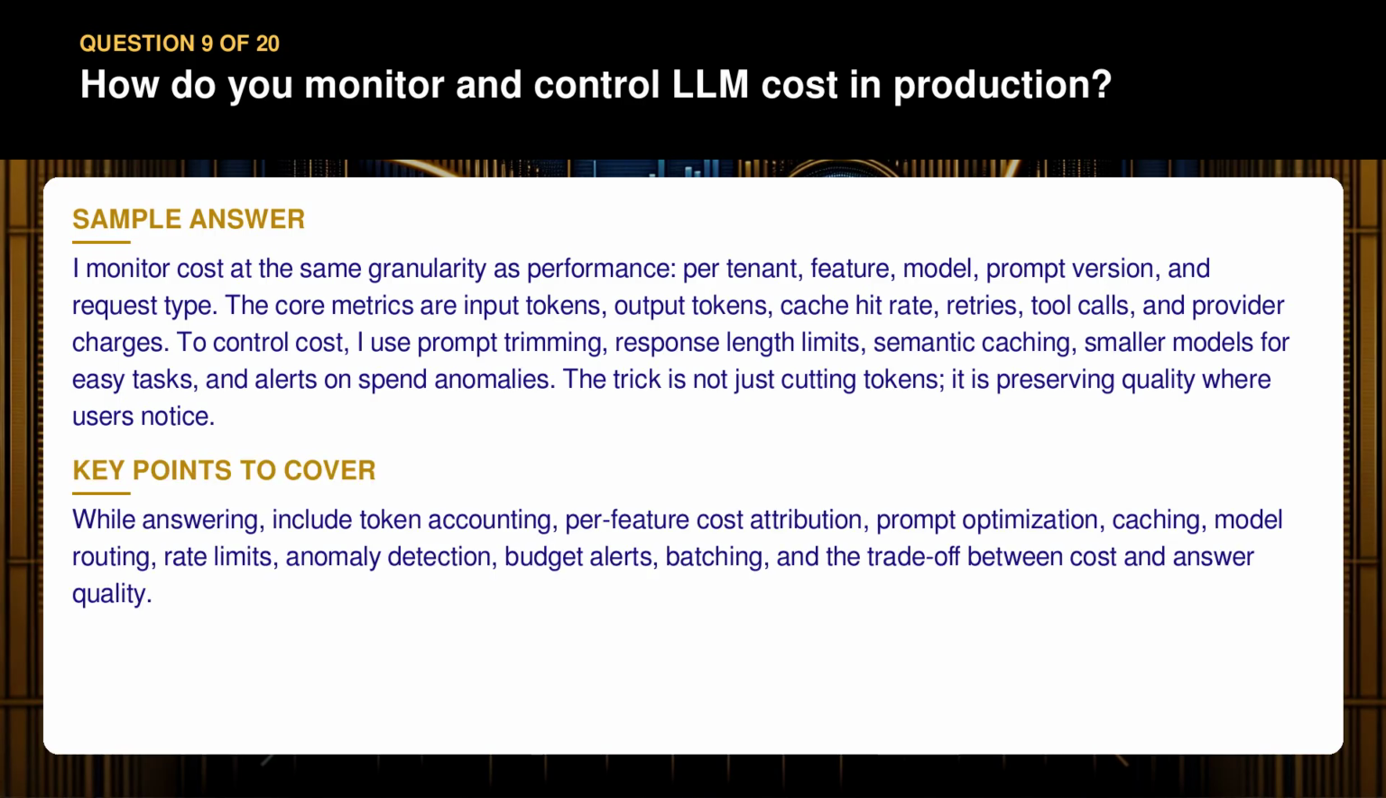While answering, include token accounting, per feature cost attribution, prompt optimization, caching, model routing, rate limits, anomaly detection, budget alerts, batching, and the trade-off between cost and answer quality.